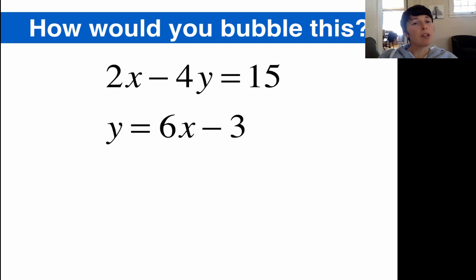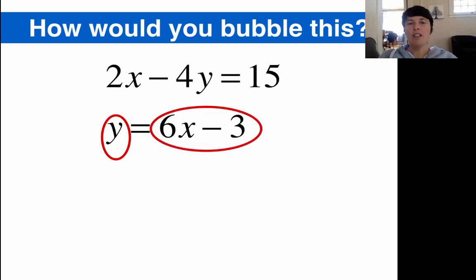Okay, so when I go to bubble, I always look for the isolated variable. In this case, it's y. Y is all by itself. Y is equal to 6x minus 3. So the first equation, I circle and bubble the matching y. That's how I would set up this problem. I hope that's what you were thinking in your head too.